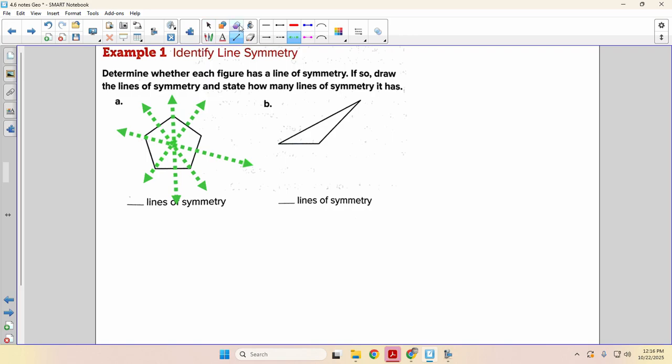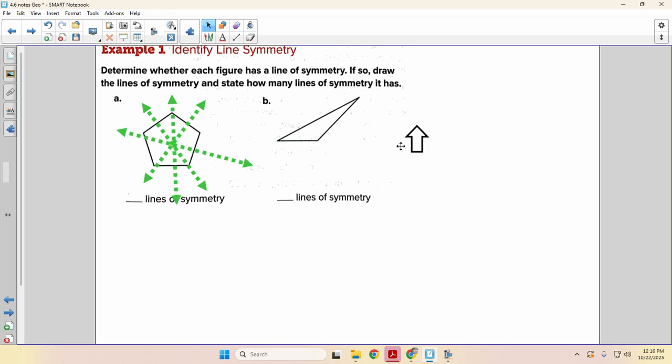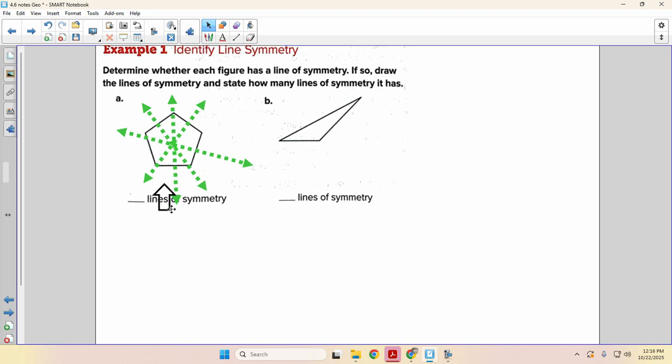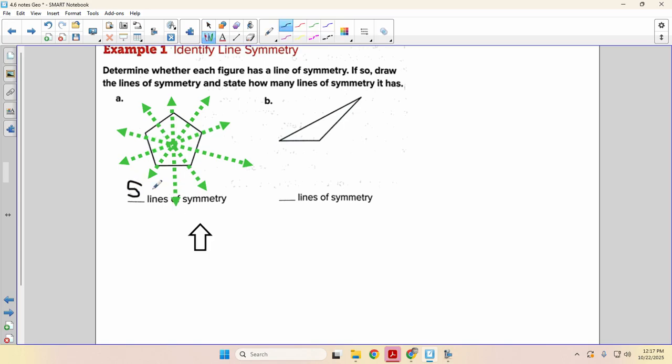Apologies, let me get my pointer. So this figure has 1, 2, 3, 4, and we're missing one more. Oh, it's right here. 5 lines of symmetry. Make sure when you're doing what I was doing, you count around. So start 1, 2, 3, 4, 5. I'm not going to count this one again because I already counted it. So this pentagon has 5 lines of symmetry.